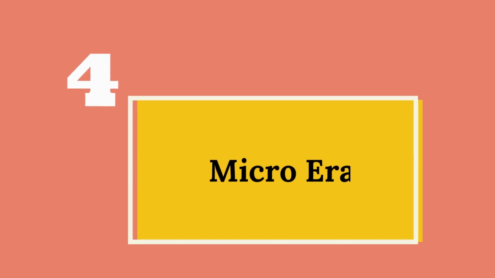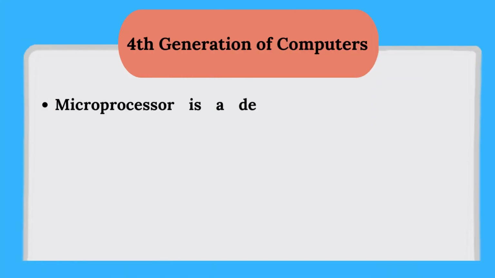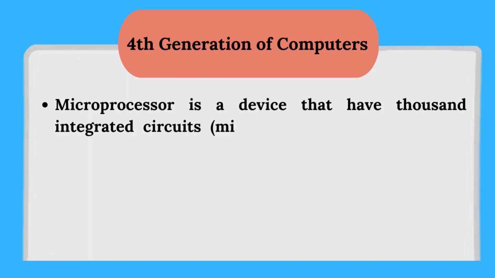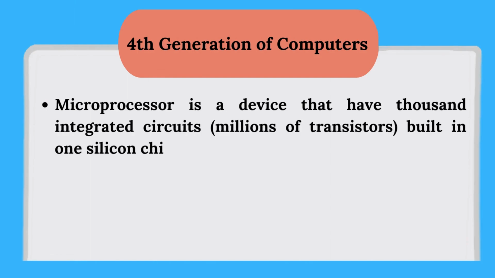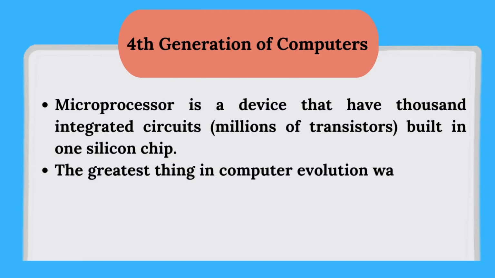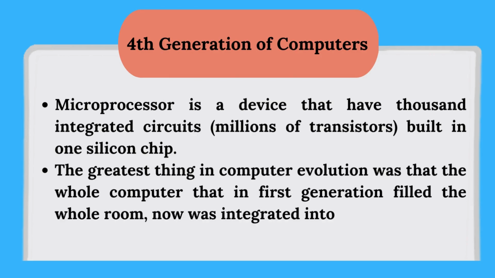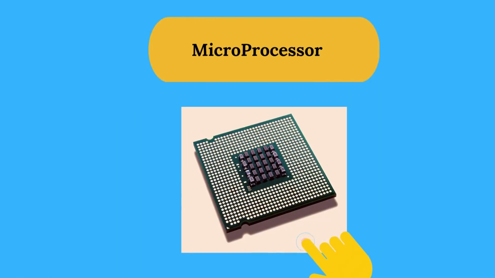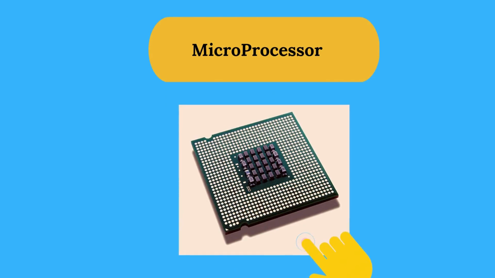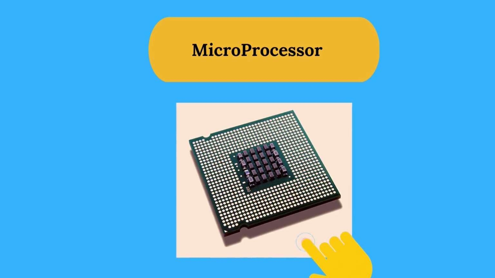Next, we are going to discuss about micro era, fourth generation of computers. Microprocessor is a device that has 1000 integrated circuits built in one silicon chip. The greatest thing in the computer evolution was that the whole computer that in first generation filled the whole room, now was integrated into a small chip.